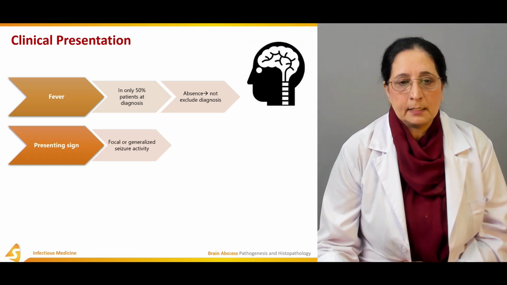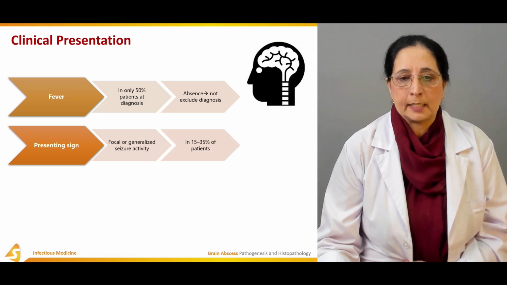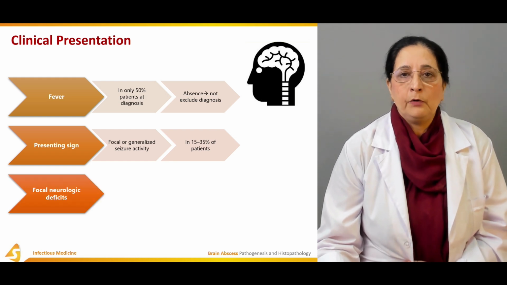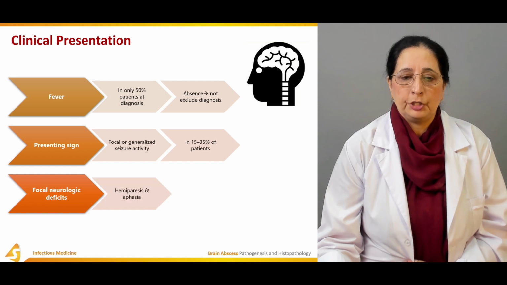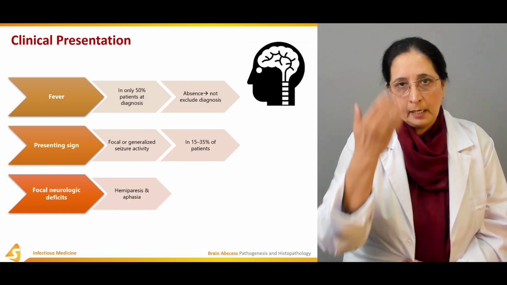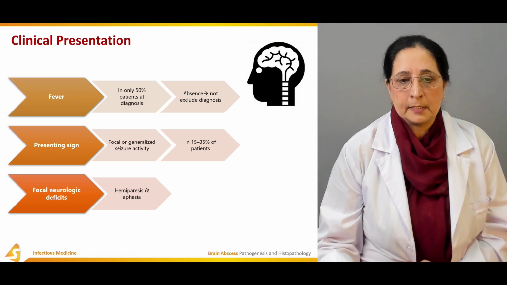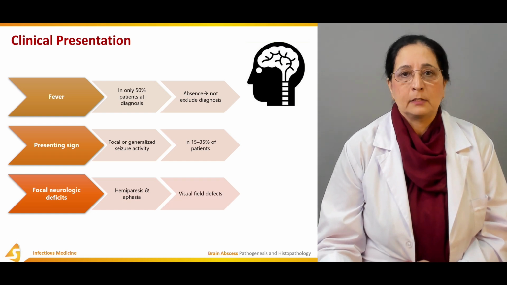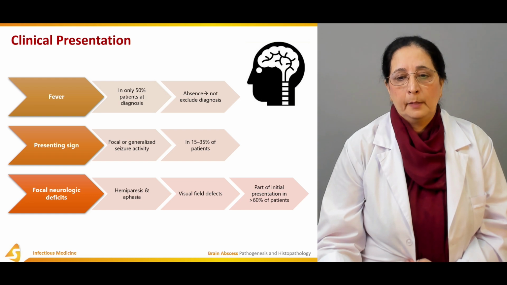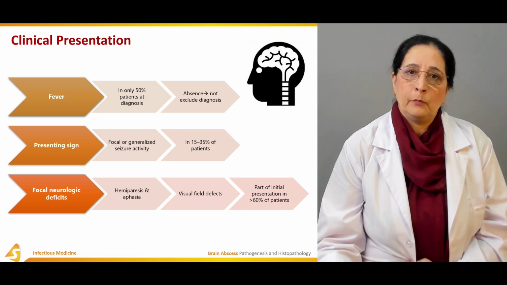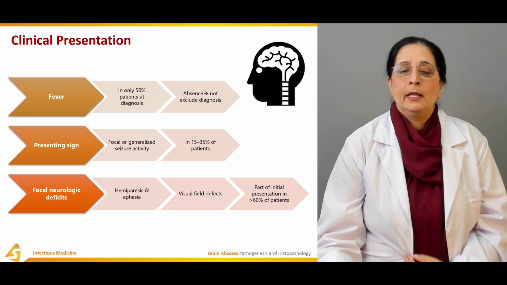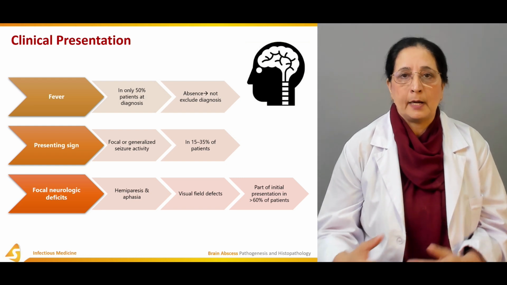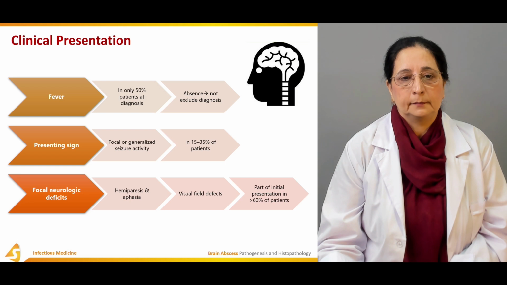A presenting sign is focal or generalized seizure activity in 15 to 35% of patients. Focal neurologic deficits in patients include hemiparesis, loss of sensation on half of the body, and difficulty in speaking. Visual field defects also develop. These are part of the initial presentation in more than 60% of patients, and these features alert the physician that there might be some underlying cause.